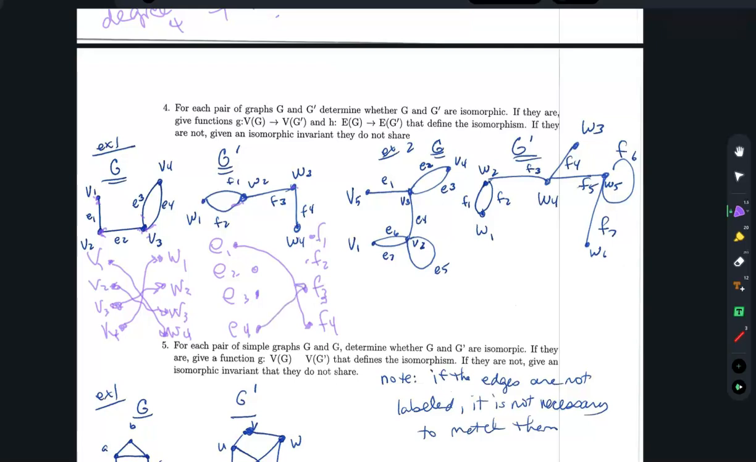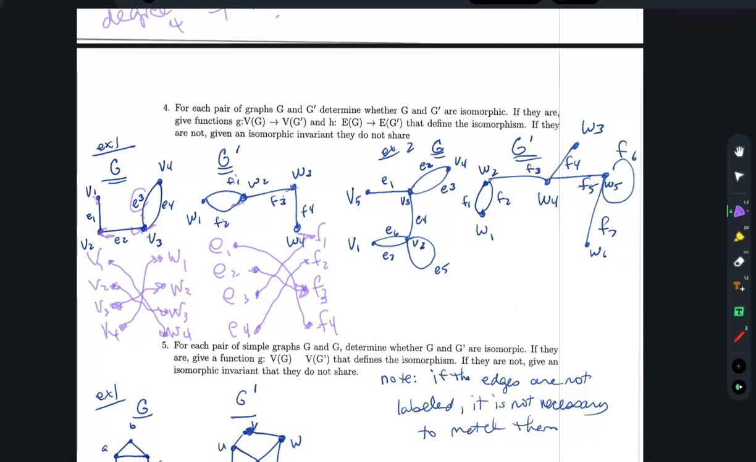And then, oh, wait a second. Which one did I just do? I think I made a mistake. Hold on a second. I was looking for E2. Oh, silly me. Okay. I was looking for E2. E2 is F3. Okay, then E3 is going to be either F1 or F2, right? So I'm just going to give it to F1, and then this one would go here.